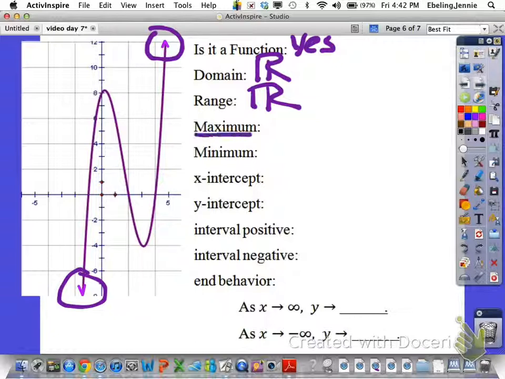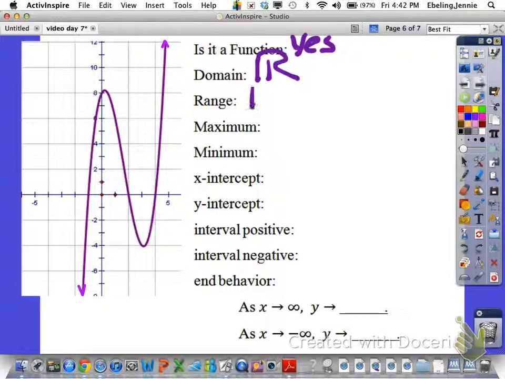Okay, a maximum, highest point on the graph. I'm going to change something here. Whoopsie. Put my all real numbers back. The maximum, highest point on the graph. There's a maximum because it is one of the high points on the graph. So when I name that maximum, I just use the y coordinate of that point. And it looks like it's about 8, so I'm going to say 8.